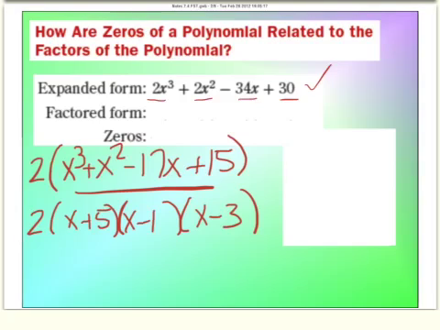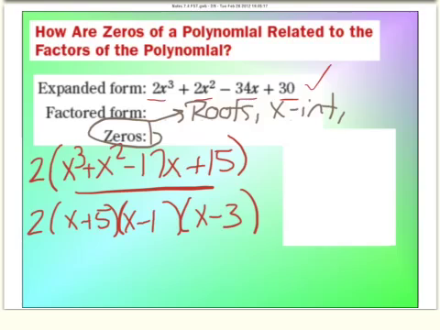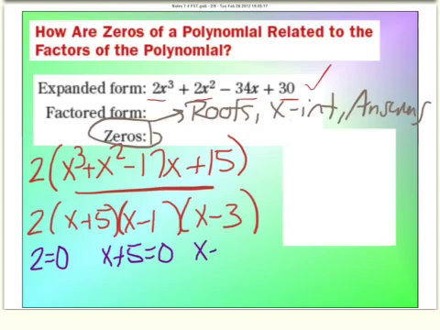Once you have those, you can find the zeros of the function. And just remember this, folks, the word zeros means multiple things. It's the roots, it's the x-intercepts, it's the answers, it's the solutions, all of that. So all you have to do to find the zeros is this. Go in and take each of the factors and set them equal to 0. So I'm going to do 2 equal to 0, x plus 5 equal to 0, x minus 1 equals 0, and x minus 3 equals 0.